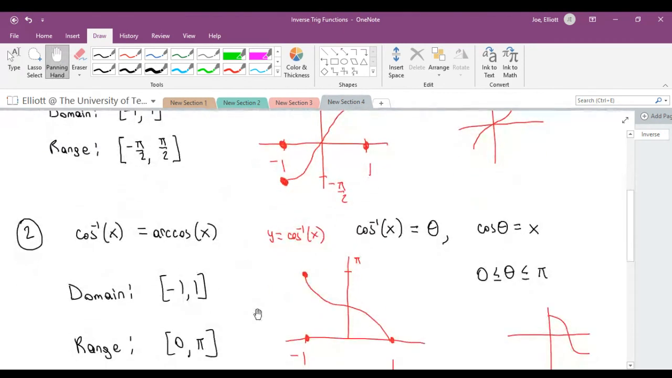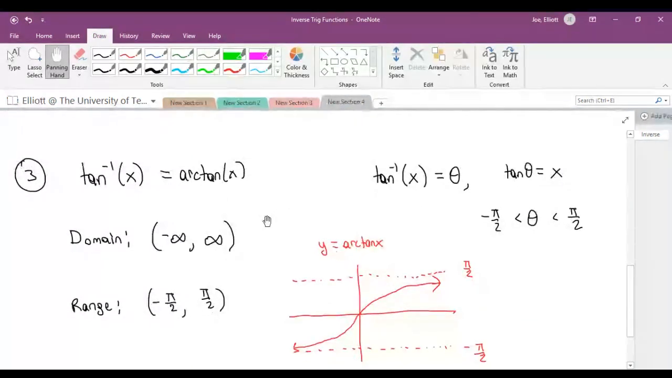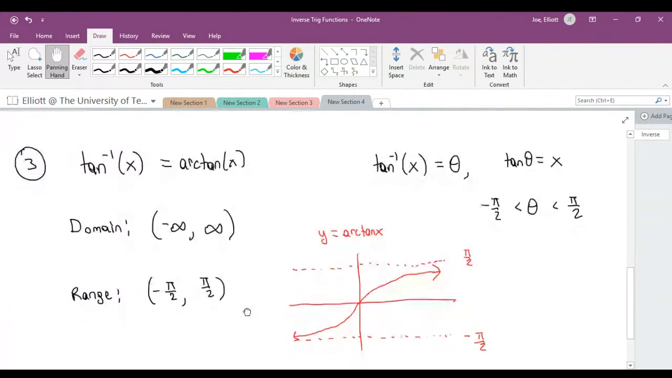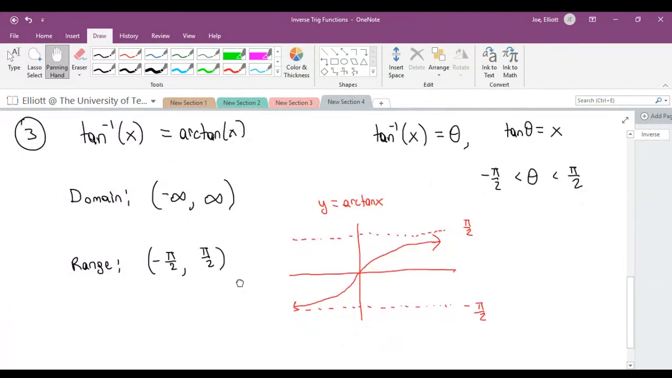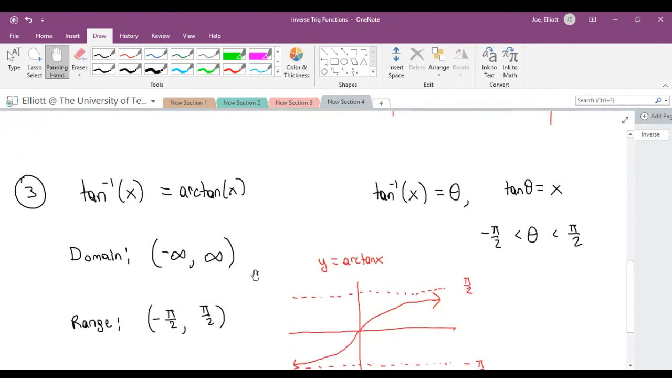All right, but that's the domain and range though for each of the 3 inverse trig functions, inverse sine, inverse cosine, inverse tangent. We could talk about the other inverse trig functions, but I feel like most people don't touch them, although you certainly could.